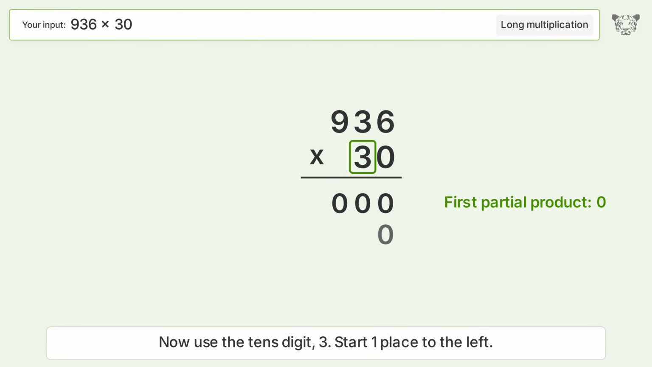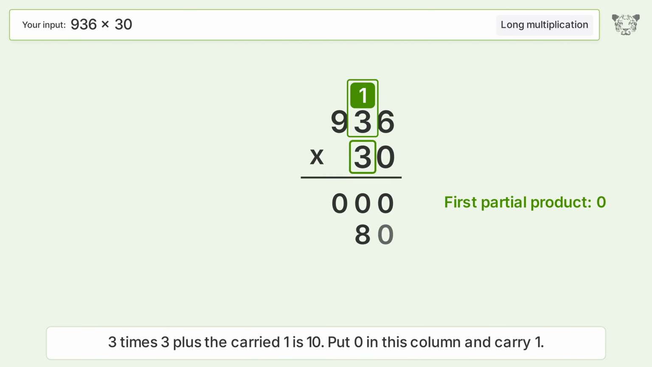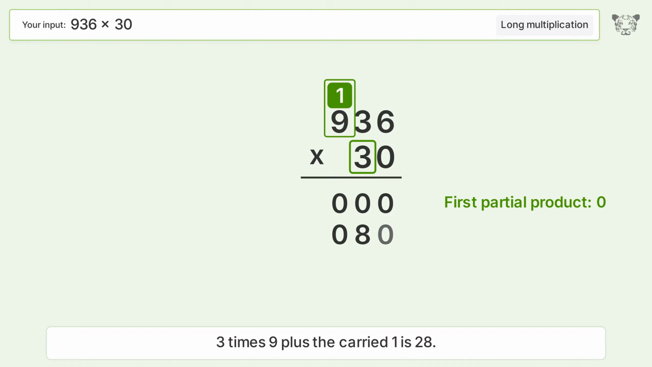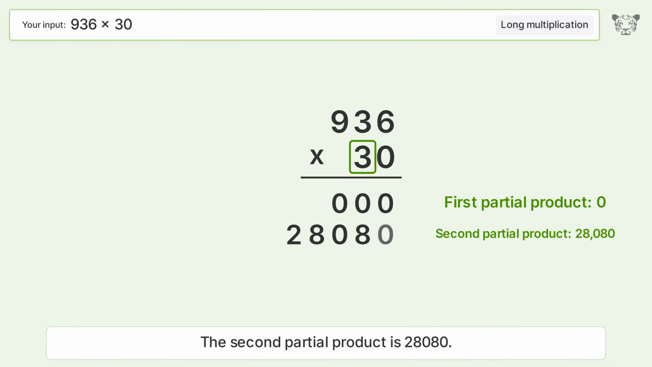Now use the tens digit, 3. Start one place to the left. 3 times 6 is 18. Put 8 in this column and carry 1. 3 times 3 plus the carried 1 is 10. Put 0 in this column and carry 1. 3 times 9 plus the carried 1 is 28. The second partial product is 28,080.